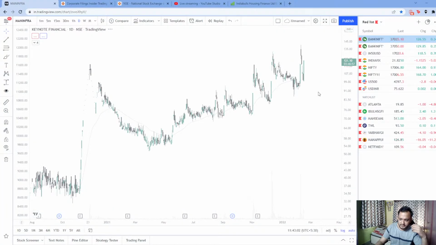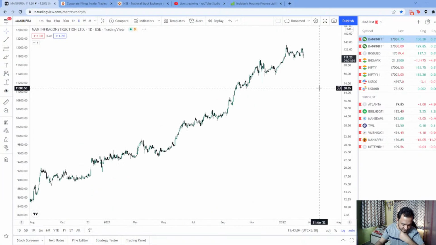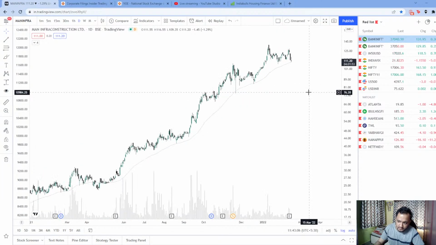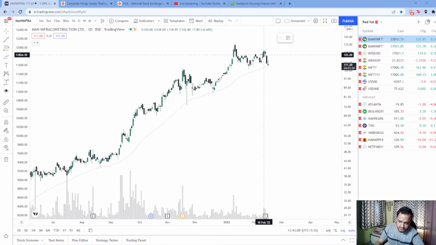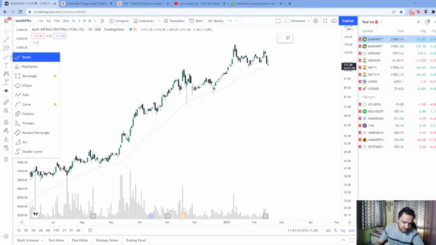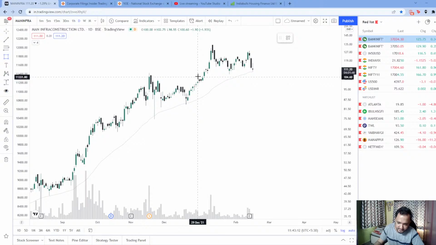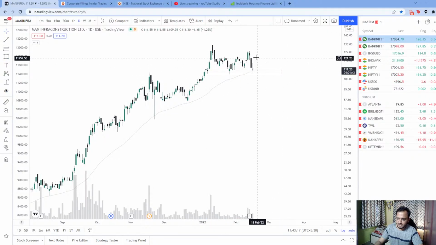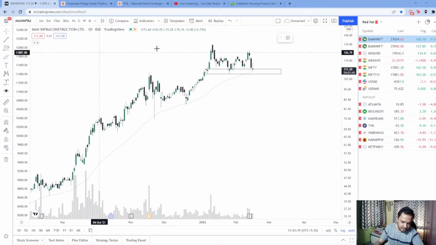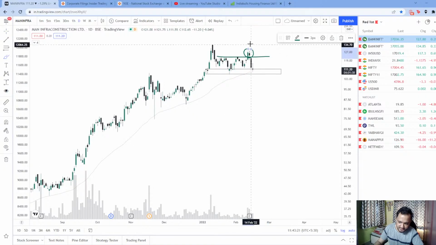Man Infra, all right. Man Infra is very strong. Man Infra is strong, but again, breakouts are failing here. So I wouldn't want to participate here anymore. All right. Let it set up again. This is not a good sign, right? Once it's breaking out and it's failing, this is not a good sign.